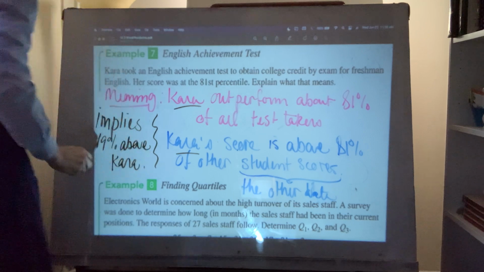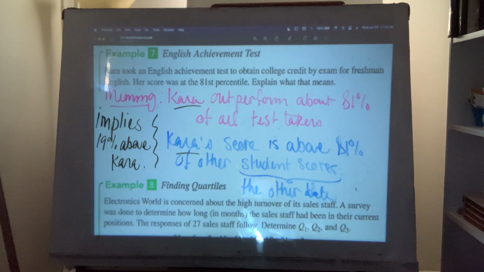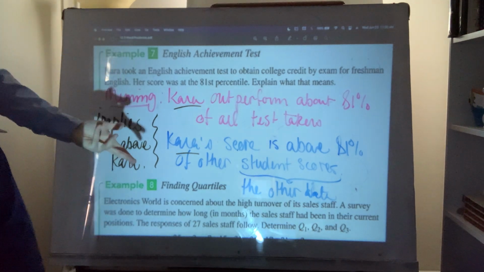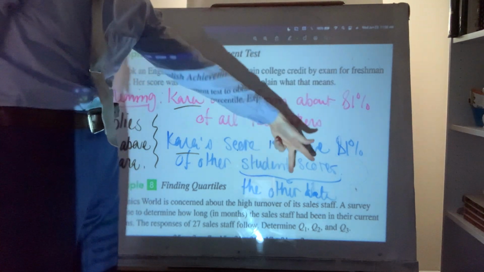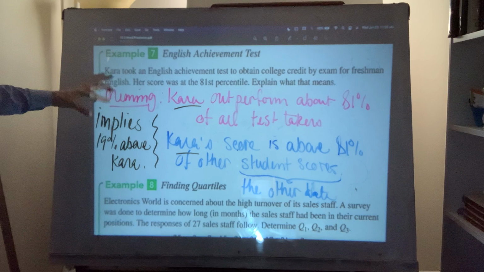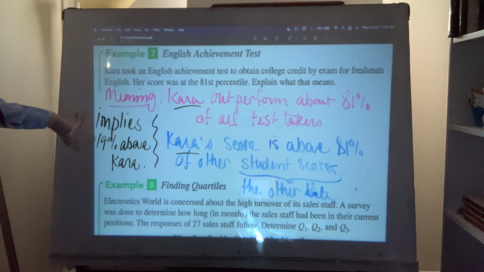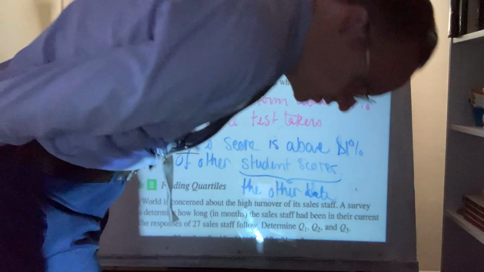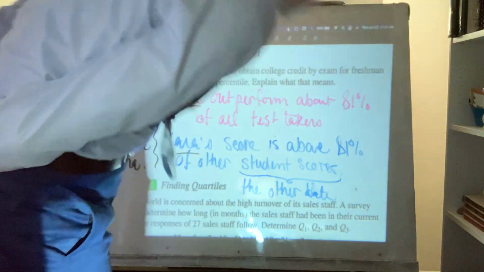So, what does it mean? It means Kara outperformed about 81% of all test takers. You could say that her score is above 81% of all other student scores. Her data value is above 81% of the other data values. Or if you flip the perspective, this implies that there's 19% of the test takers above her.